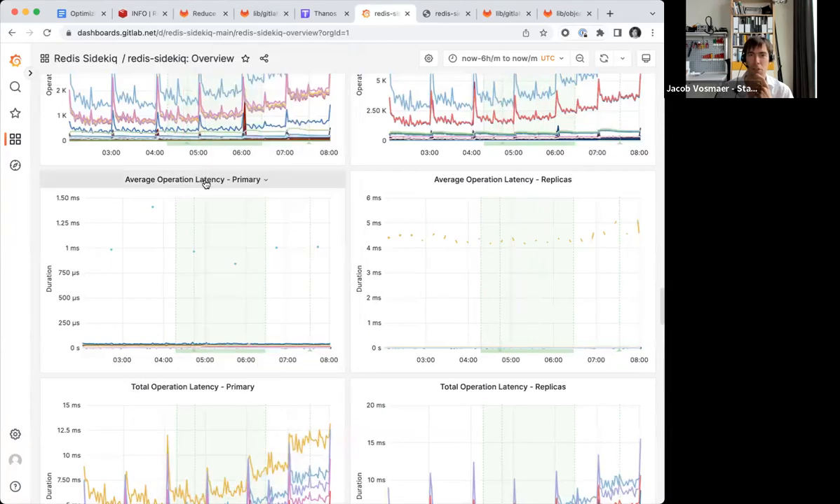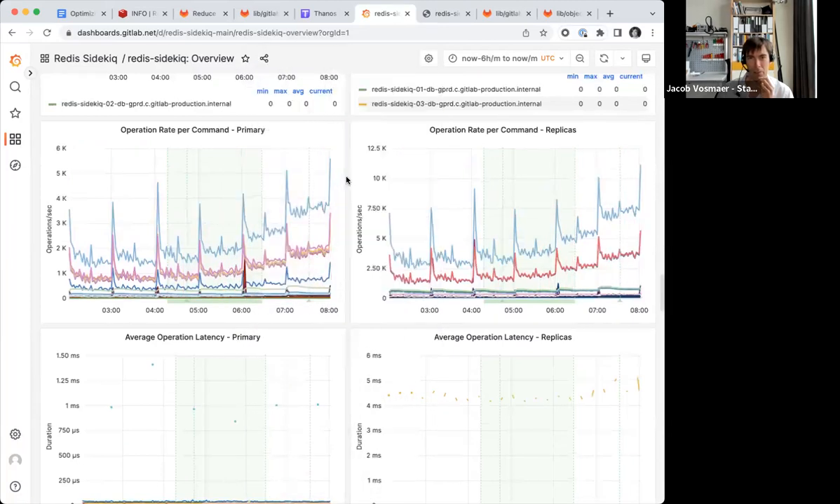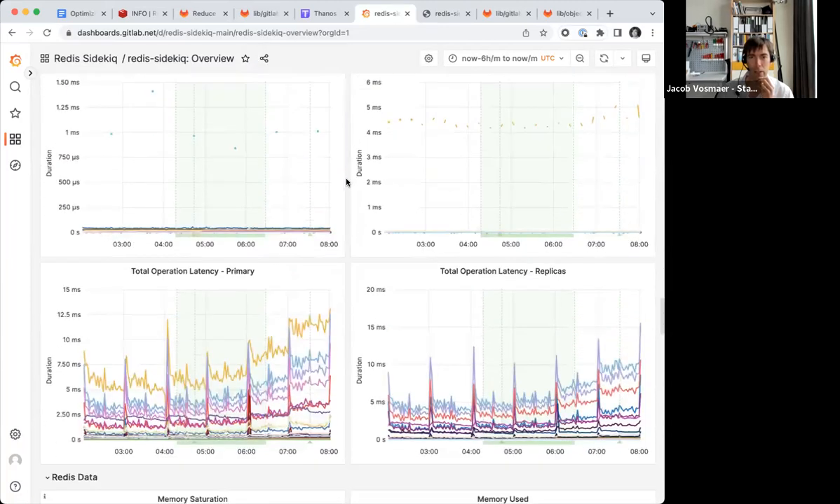This average operation latency is kind of useless, and I always wondered why it was there. I realized it's there because Redis exposes it itself, so we probably just put it in there because Redis has it. But this is almost always useless. So these two graphs really are a good starting point, this one and this one.